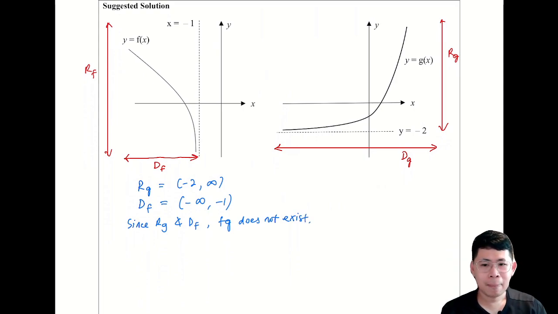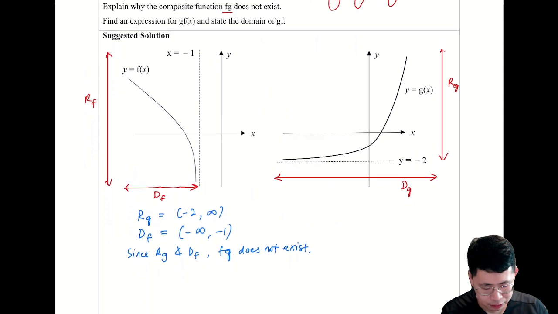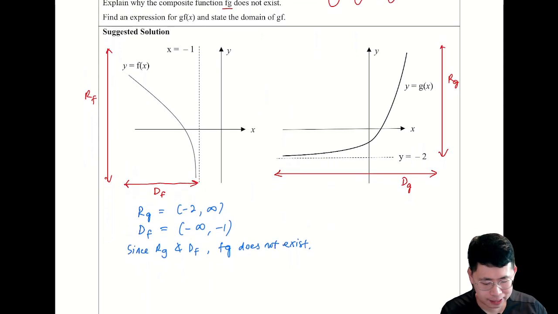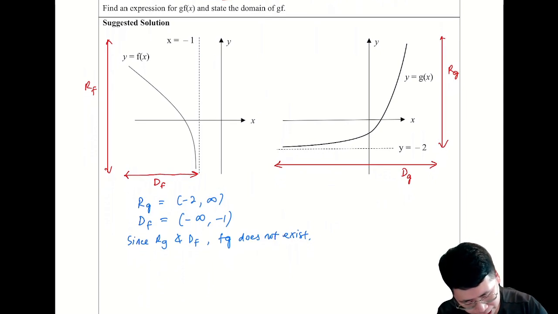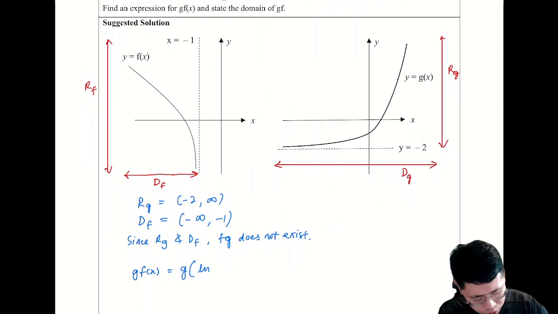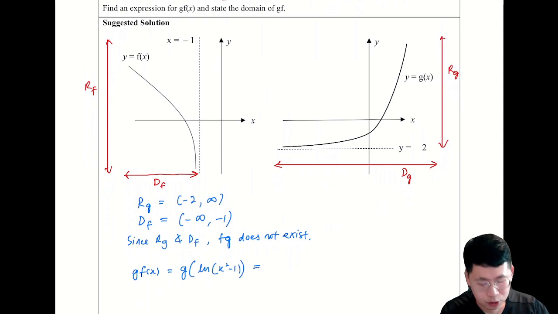Okay. Now let's take a look at what they want us to find. Find an expression for gf(x) and state the domain of gf. Okay, so gf(x), this will be the second part. So I'm going to sub into g the whole function ln of x squared minus 1 into the expression of g. Okay, so this would give me e to the power of 2, sub in the whole ln of x squared minus 1 like this. And then outside need to minus 2.